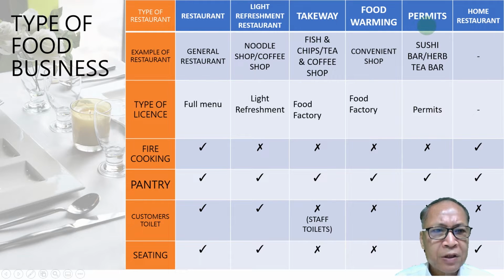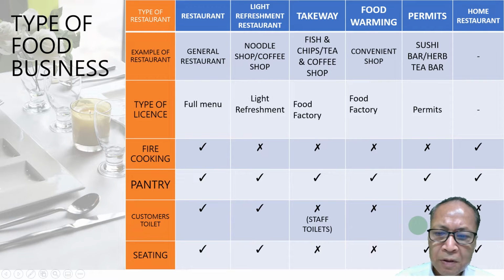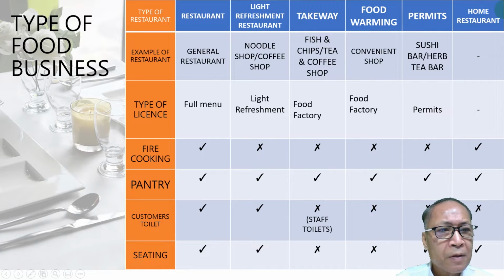For permit, there's a food selling permit, like sushi bar, herb tea bar, etc. You only need a permit to sell this. Because there's no cooking, you need no pantry, no customer's toilet, but you can provide sitting. A home restaurant is not really a restaurant. It should be no immediate order, order it 1 day before. So it actually is not a restaurant, it's a home restaurant, and there's no license required.